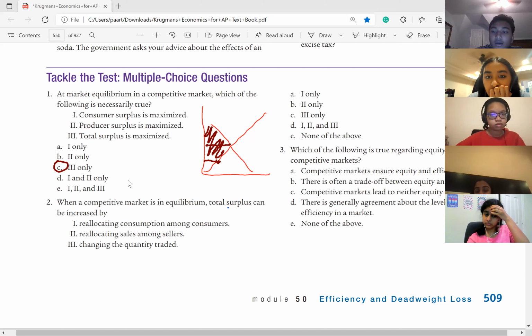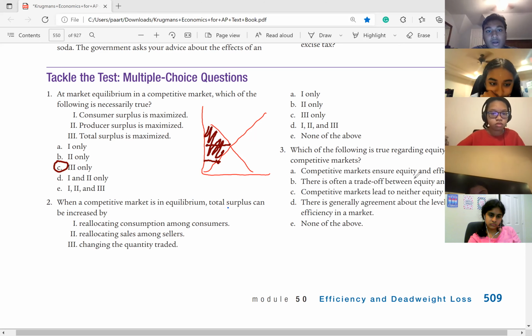Okay. For the next question, when a competitive market is in equilibrium, total surplus can be increased by reallocating consumption among consumers, reallocating sales among sellers, and changing the quantity traded. So all three of these things are readjusting your supply and demand curves to best fit your allocation of your consumers. So basically best being allocatively efficient. So if you graph each of these out, let's do number 1 first.